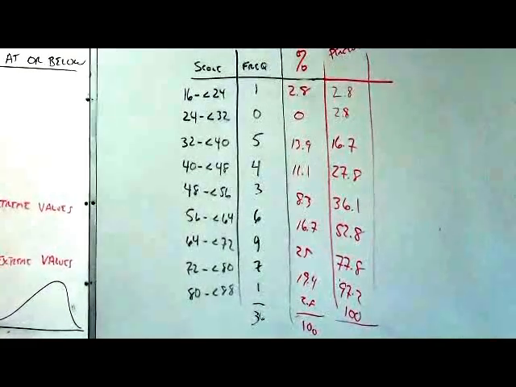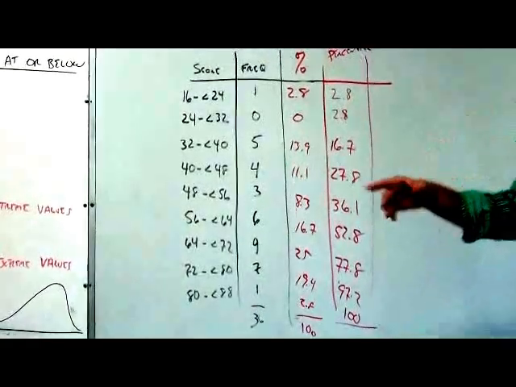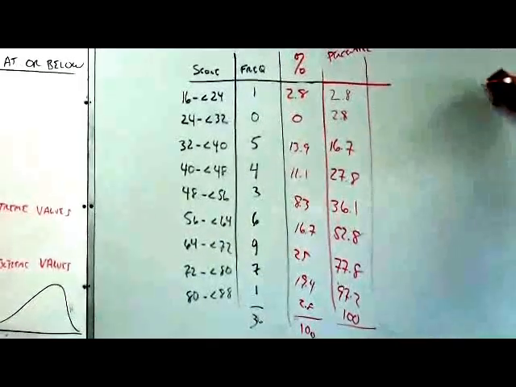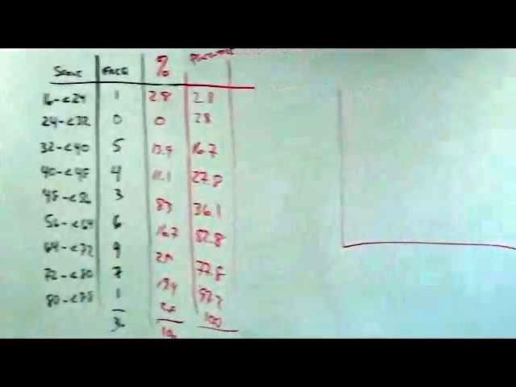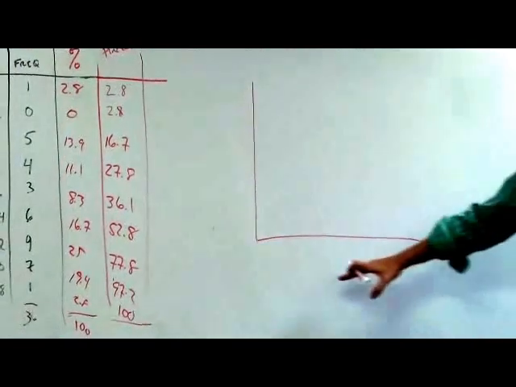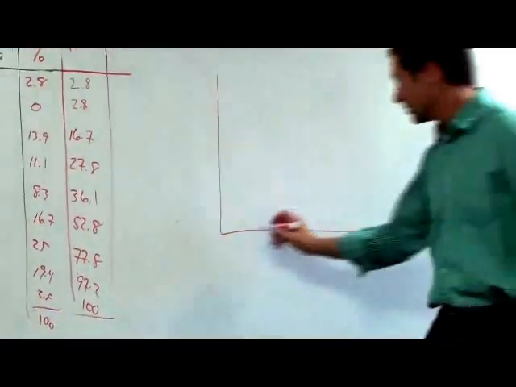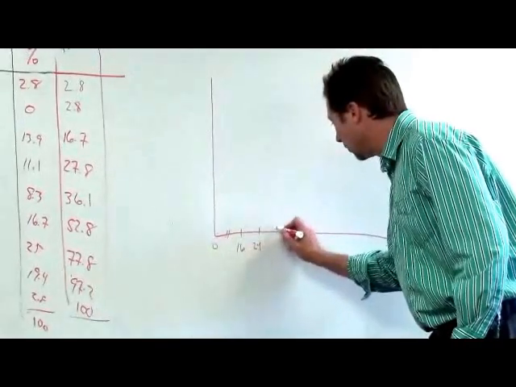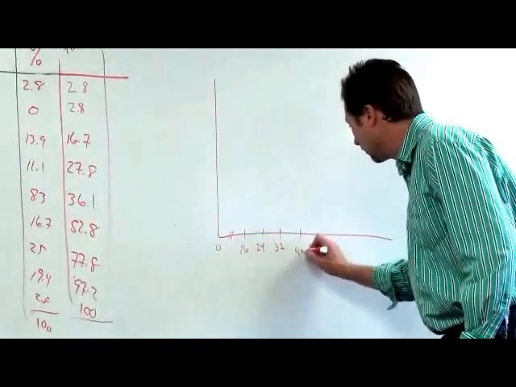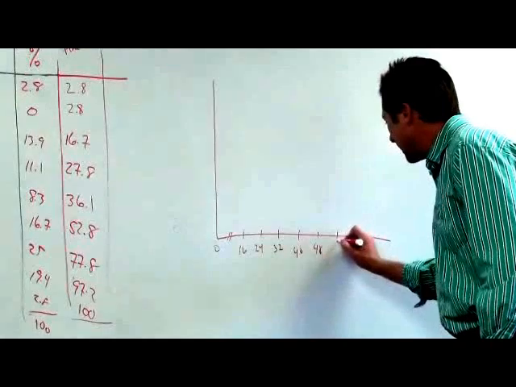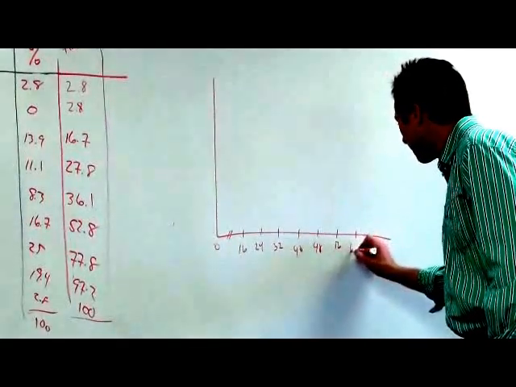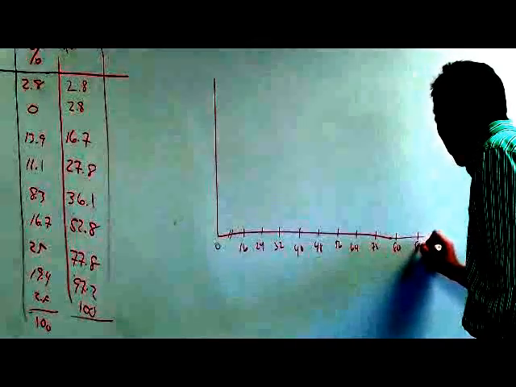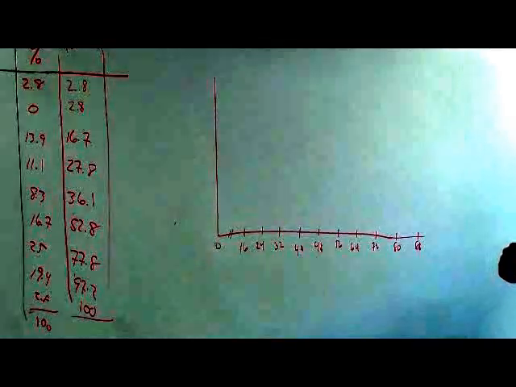So what we're going to do is build a graph. It's called an ogive, and it's based on these numbers, the percentiles. This is how we build it. We draw our horizontal and vertical axes again. The bottom's going to be exactly the same as it was before. So we'll start at 0: 16, 24, 32, 40, 48, 56, 64, 72, 80, 88.